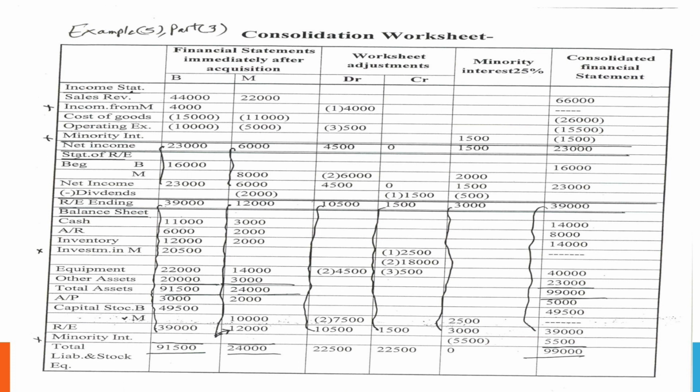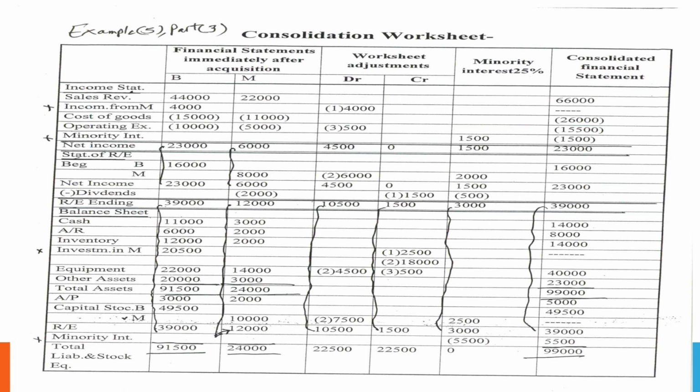After this, let's go to the balance sheet. You have cash for B and M, consolidated cash 14, AR consolidated 8, inventory consolidated 14,000, investment. Look at investment, 0. Why 0? Look here, 20,500. In front of investment, you see two numbers. The first, 2,500 credit from entry number 1. The second, 18,000 from entry number 2. These two numbers total 2,500. You have to do it one by one.